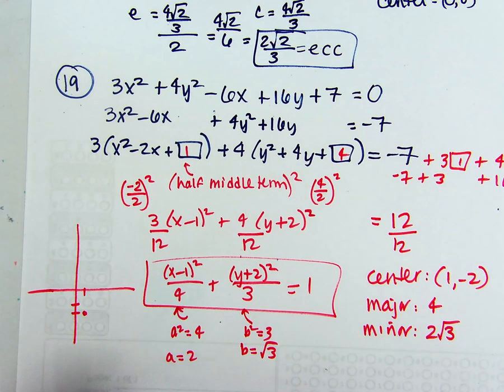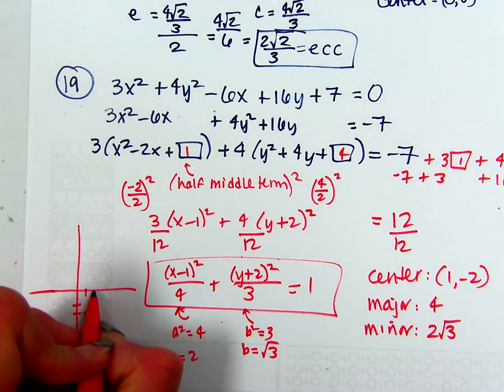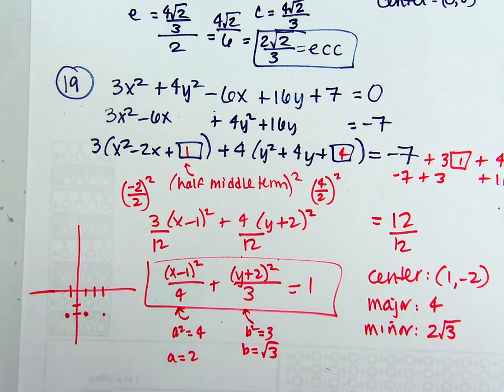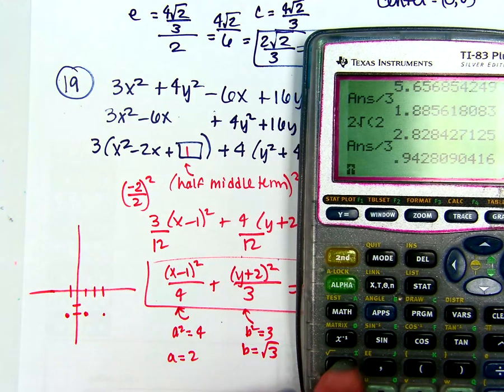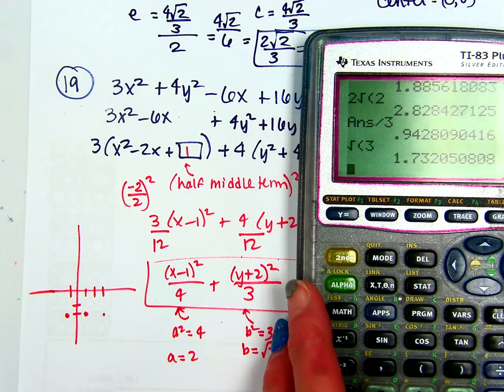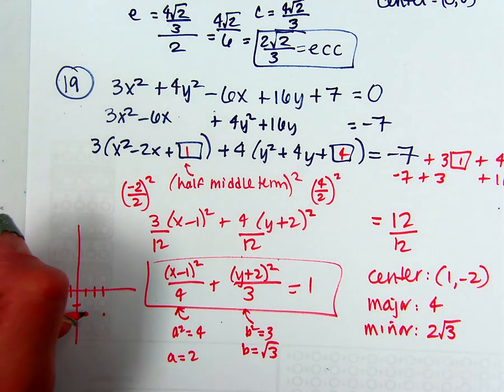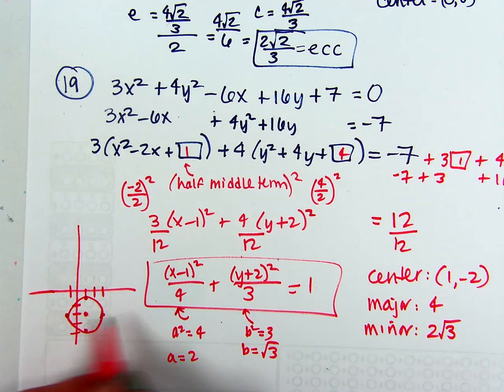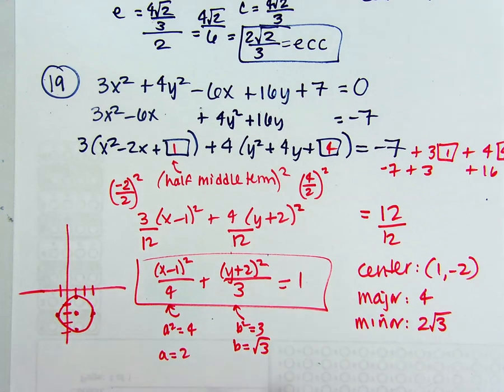So this tells me I need to go in the x direction. I need to go 2 units to the right, 2 units to the left. And in this direction, I need to go root 3. So if I take the square root of 3, I get 1.7. So I need to go 1.7 up and 1.7 down. So it's almost circular, because we're going 1.7 up and down as opposed to 2 left and right.